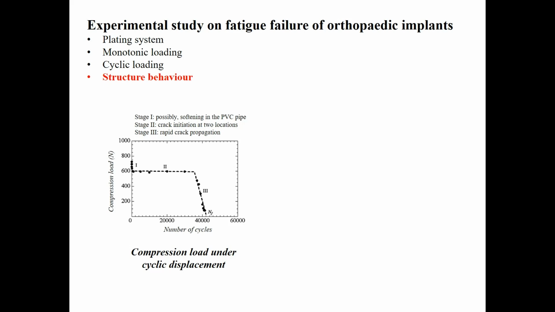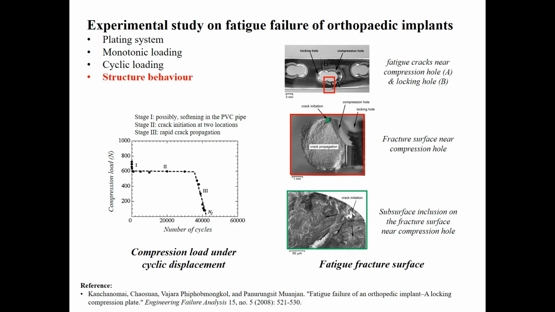The behavior of the structure under cyclic load consists of 3 stages. In the first stage, a rapid decrease in the compression load occurred, possibly due to the rapid softening of the solid pipes. In the second stage, the compression loads remain constant for a large number of cycles. The crack was initiated at this stage. The cracks begin from a subsurface inclusion, embedded near the compression hole, and then another crack formed at the surface of the locking hole. In the last stage, the compression load quickly decreases due to the rapid propagation of the cracks, and the structure failed.